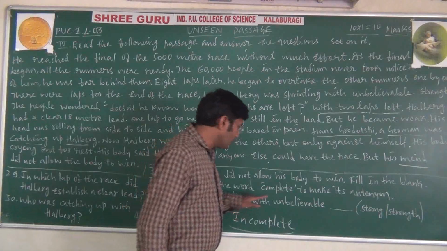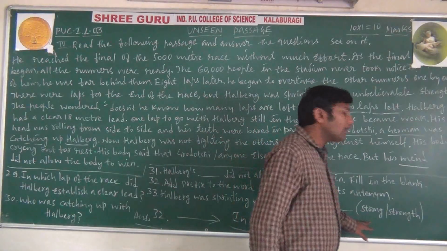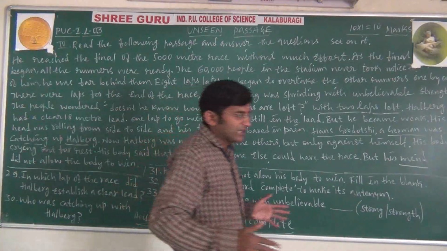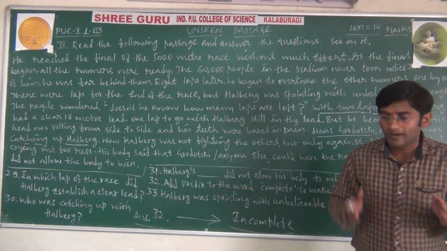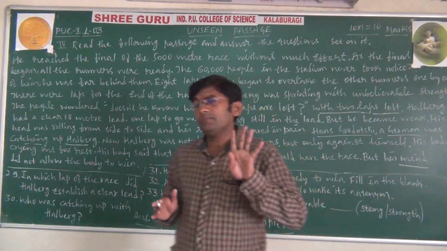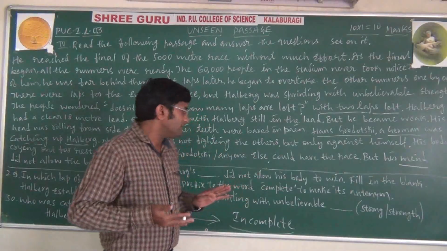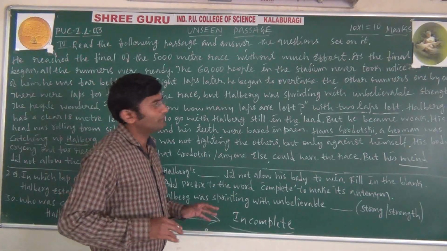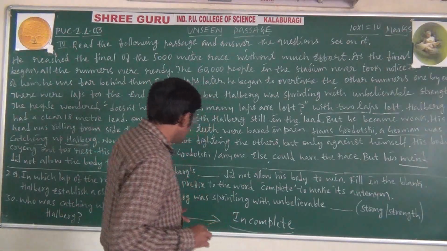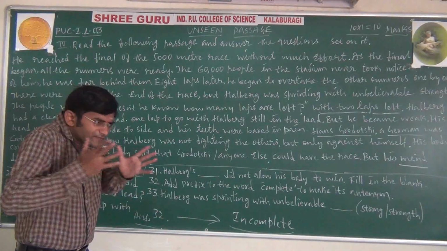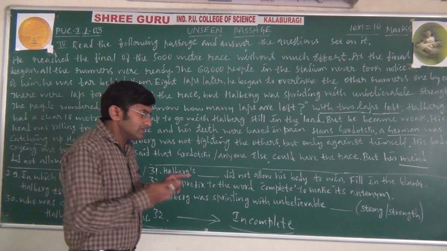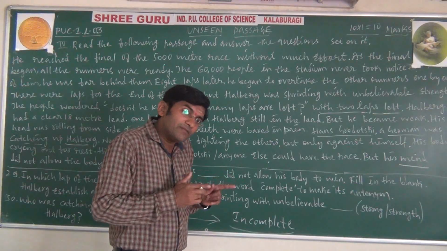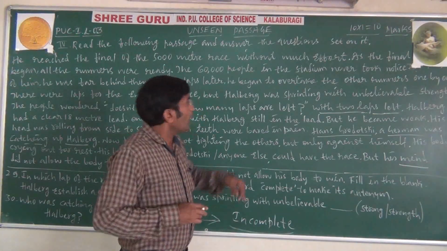Hallberg was sprinting with unbelievable strength. So he was covering the longest distance, that too in sports or athletics. We find that when a person covers 400 meters or less than that, then we use the word sprinting, my dear students, for your kind information. So here he was sprinting, I mean, he was going very fast, unbelievably, whether with his strong mind or willpower, or his strength.